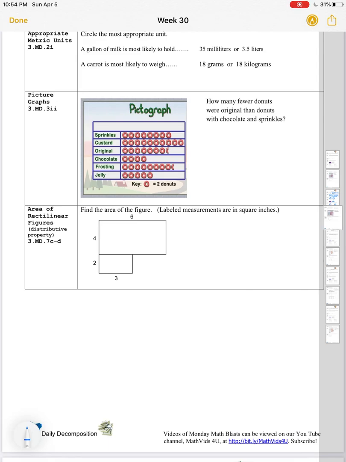A liter is like a pop bottle. So if I'm talking about a gallon of milk, I'm talking about 3.5 pop bottles would be closest. I'm going to choose 3.5 liters.